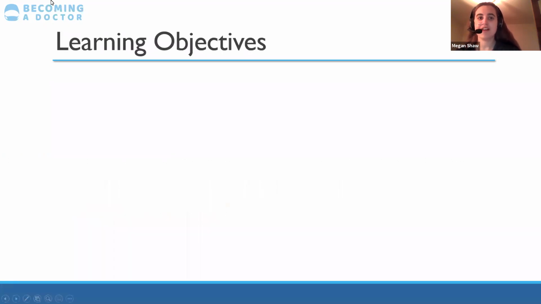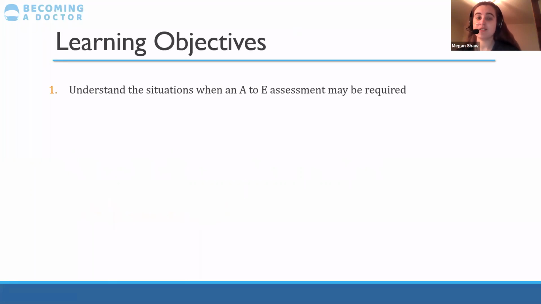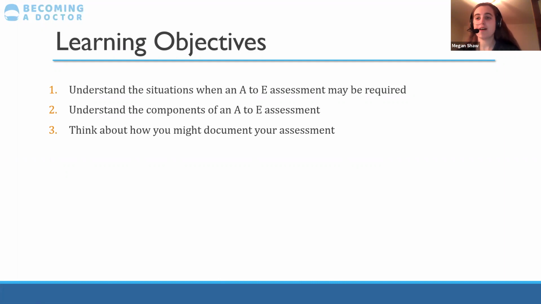So the learning objectives for today: understand the situations when an ATE assessment may be required, understand the components of an ATE, and think about how you might write it down, how you might document what you've done.